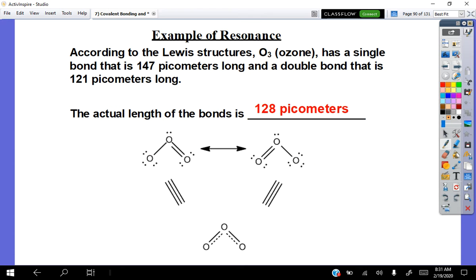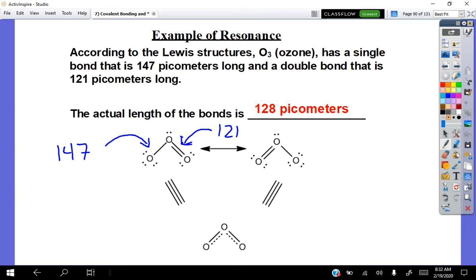Now, this idea of electrons being delocalized actually can affect our bond length and therefore the bond strength. In this particular example with ozone, we know that a single bond in ozone has a length of 147 picometers, and then a double bond has a length of 121 picometers. What happens with ozone is that we can draw two possible structures where that double bond is either on the right side of the molecule or on the left side of the molecule.